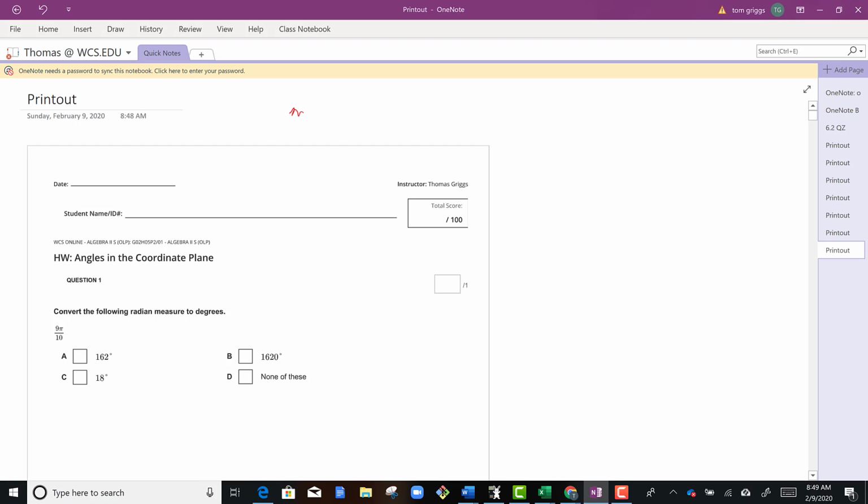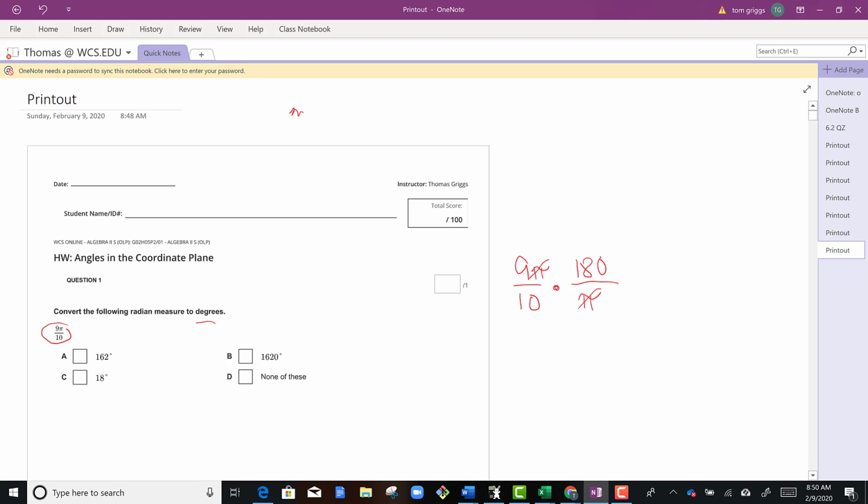All right, so number one, we're going to convert this radian measure to degrees. Radian measure to degrees is a pretty simple process that hopefully you watched the video on. We just multiply the radian measure times 180 divided by pi, which is essentially equivalent to 1. The pi's cancel out diagonally.